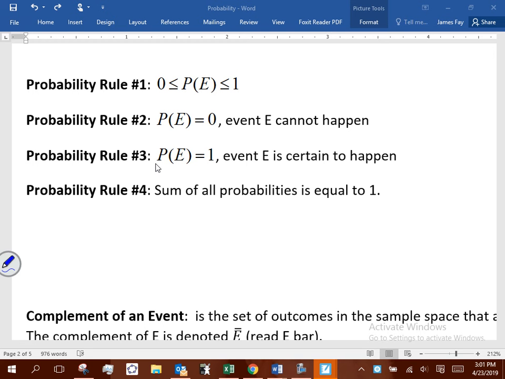Probability rule number 2 says, well, what happens when your probability event is equal to 0? What do we say? It's impossible to occur. It's not going to happen. Probability of an event not happening is always 0. Probability that any event is equal to 1 means the event is certain to happen, sure to happen, or guaranteed to happen. Or if you talk to Dalton, it's sure to happen, like the ocean.